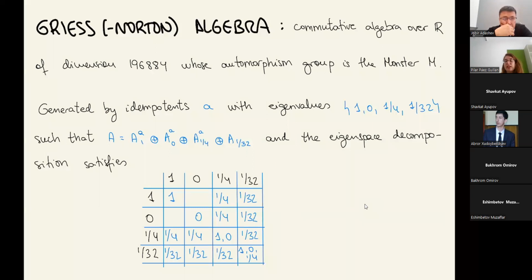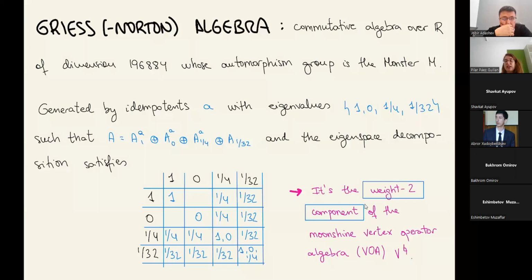Yes, and also let me point out that this Griess algebra can be found as the weight-2 component of a vertex operator algebra, the Moonshine vertex operator algebra, related to Borcherds' Moonshine conjecture and proof. I don't know very well how to say it.